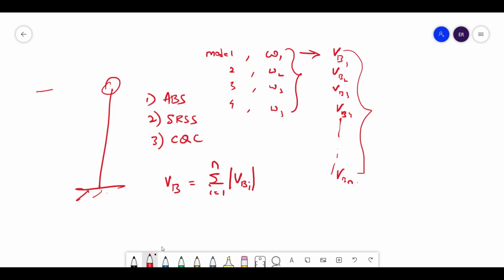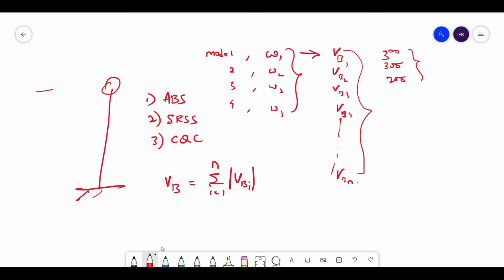That is very much conservative, friends, and it is not at all economical. You must be understanding by this time. See, for mode 1 you will be having a base shear of 500. Now for mode 2 you will be having some 300, and for mode 3 again you will be having some 200. If you add these all, these are not realistically true. So in such a case, we generally try to avoid this.